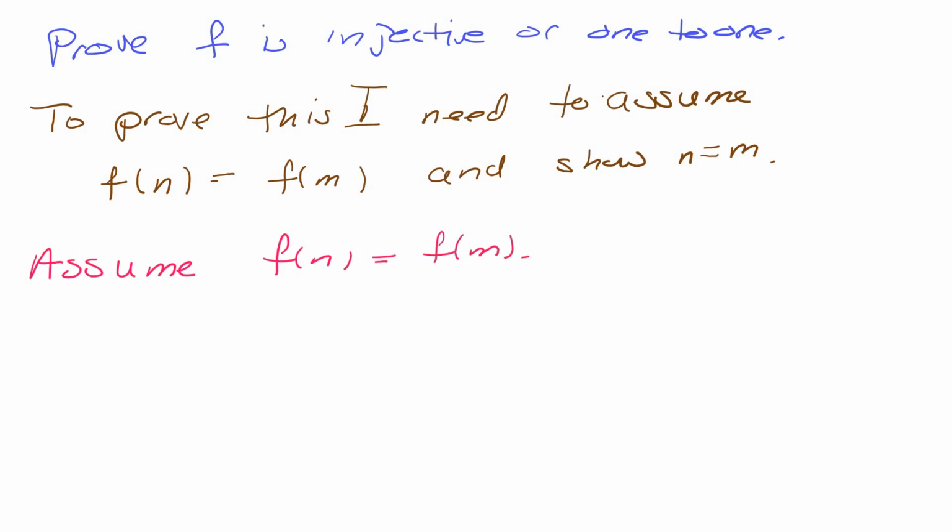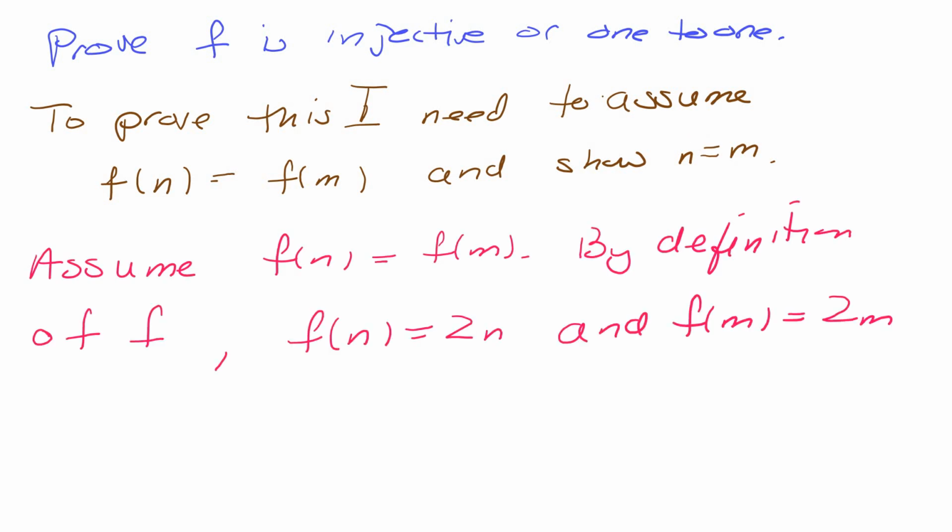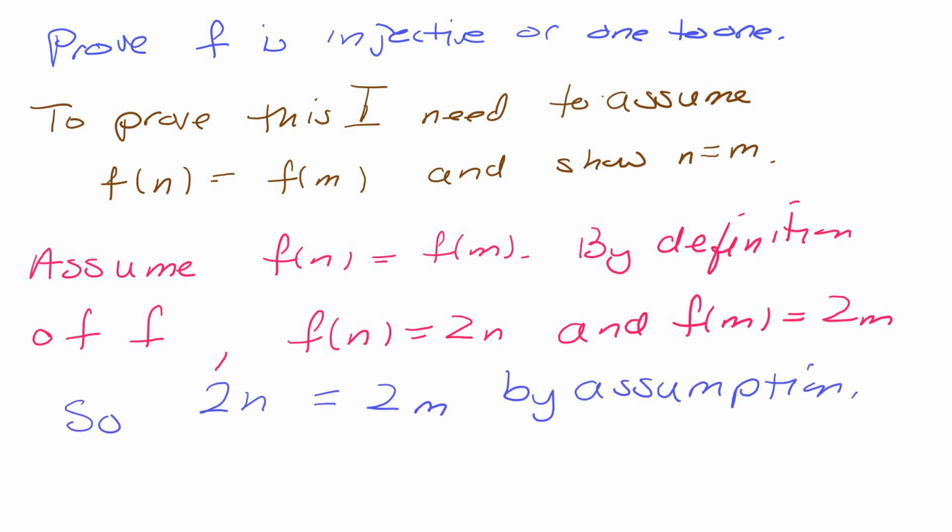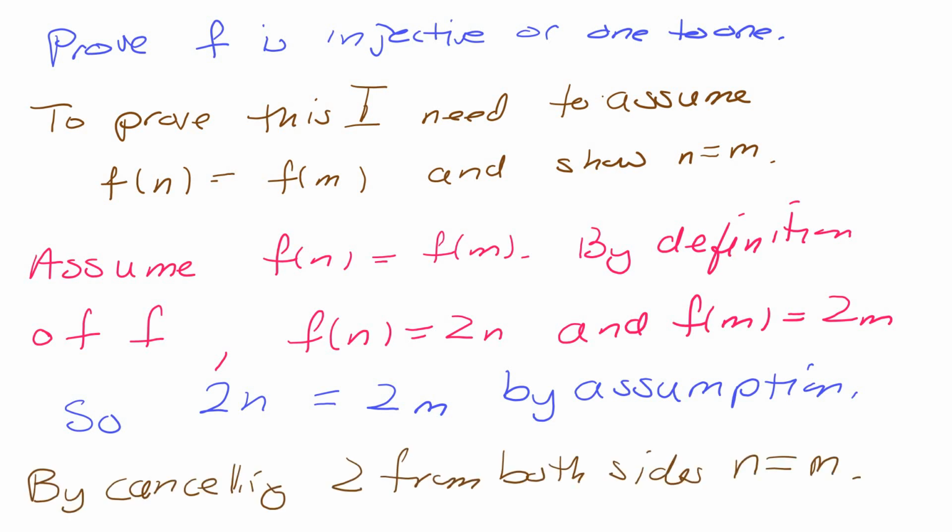So assume that. By definition, f of n is 2n, and f of m is 2m. So 2n equals 2m, by pulling that thing from my notes that says f of n equals f of m. By canceling the 2 from both sides, I get n is equal to m, as desired. So this is a short proof.